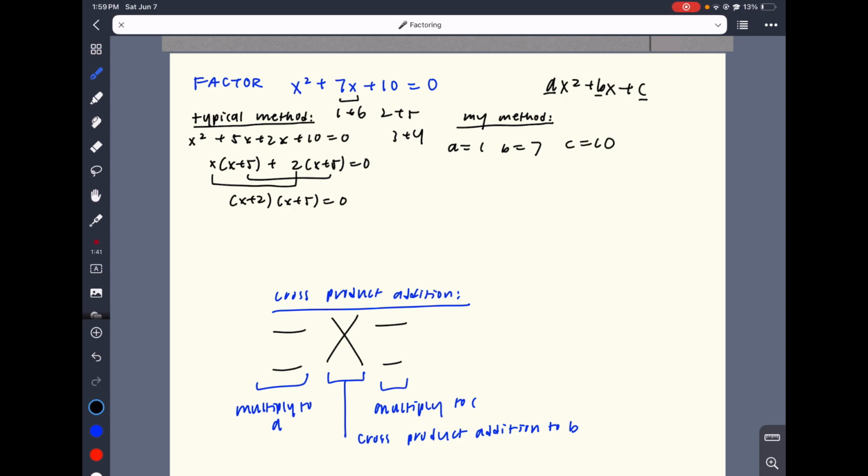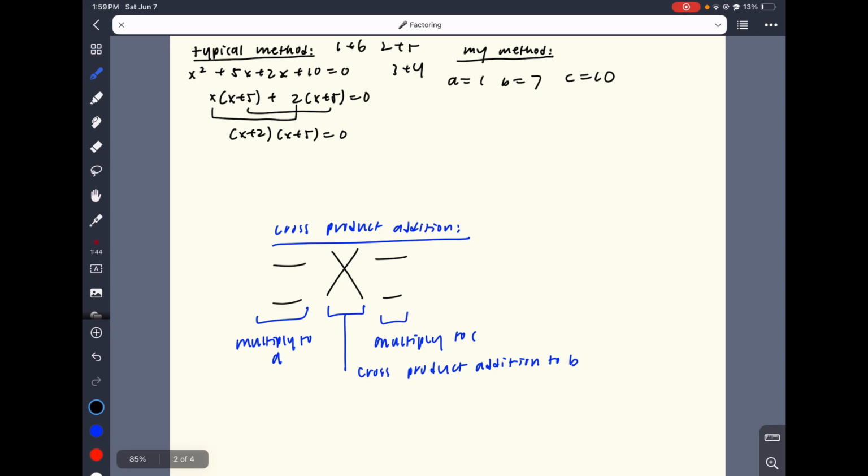And so you can kind of see the format of a cross product addition here. We have two numbers on the left, an x, and then two numbers on the right. On the left, these two numbers we want to multiply to a, so to 1, which the only case in this problem would be 1 and 1. 1 times 1 is 1. And we'd like to keep these numbers positive. Otherwise it would be negative 1 times negative 1.